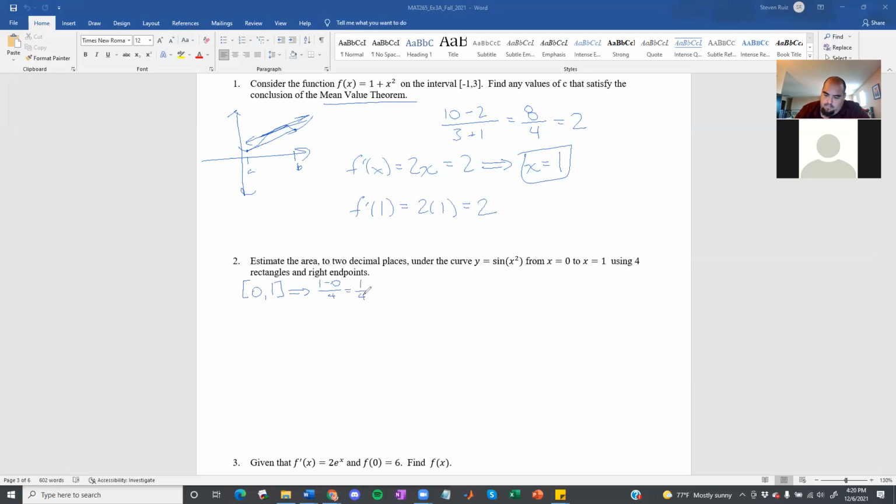And so we have the points 0, 0.25, 0.5, 0.75, and then 1. So we have those points.